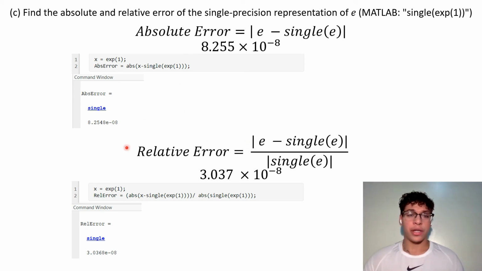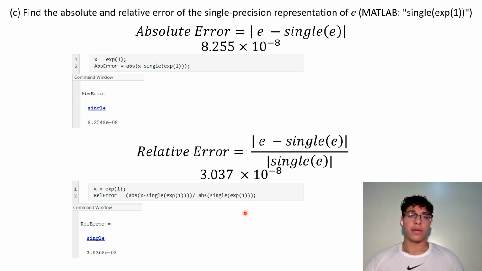In the relative error section, we would basically divide the absolute error by the absolute value of the single precision of Euler's number. Yes, these are the commands I used. REL error equals the absolute value of x minus single precision of Euler's number, and all over the absolute value of single precision of exp of 1. And in the command window, we would call that out as we get 3.037 times 10 to the negative 8th power.